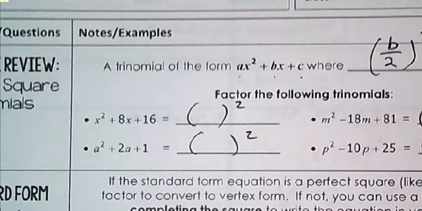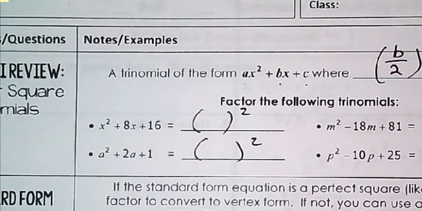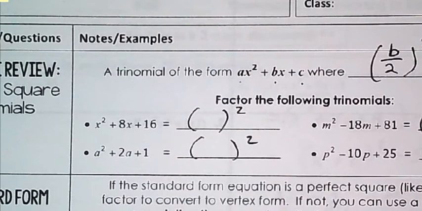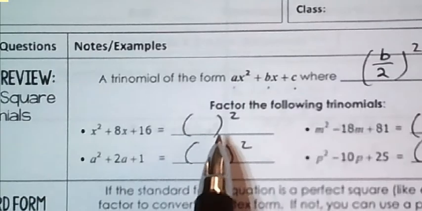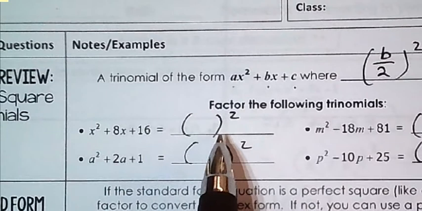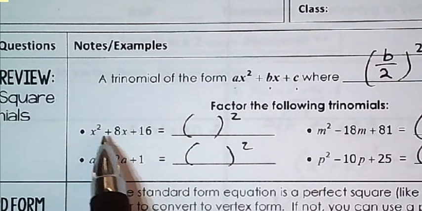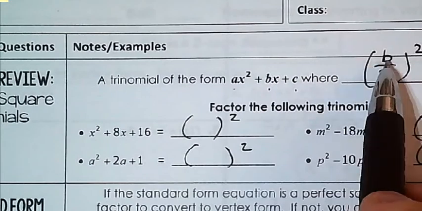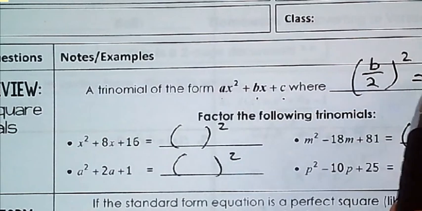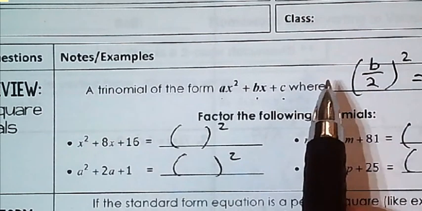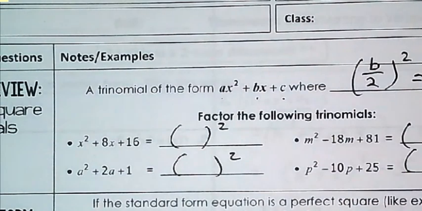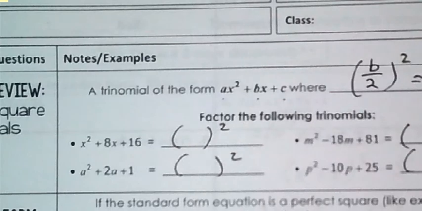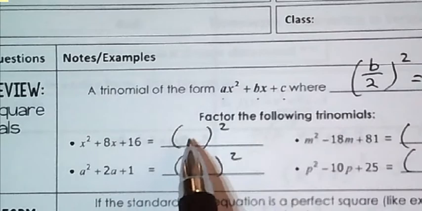Alright, so when we are factoring the perfect square trinomials, we're going to factor it into the square of a binomial. It is very simple. If I have this situation where b divided by 2 squared equals a times c, that's telling me that this particular trinomial is a perfect square, which means that it can be written as the square of a binomial.